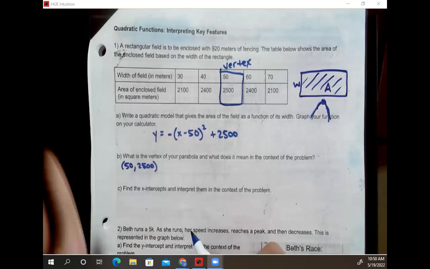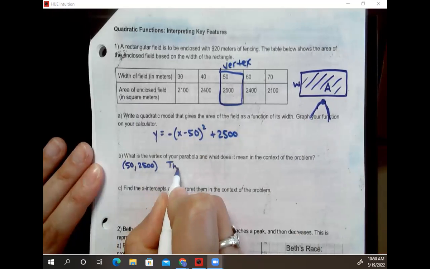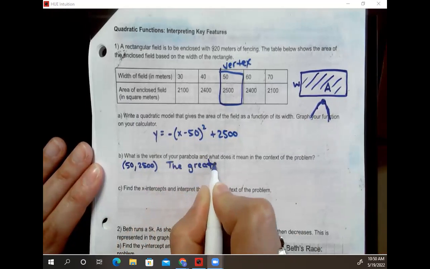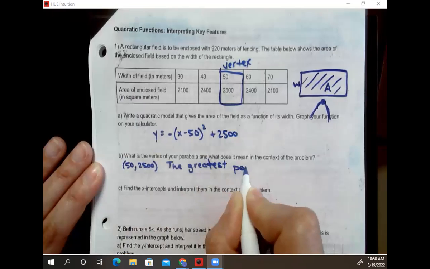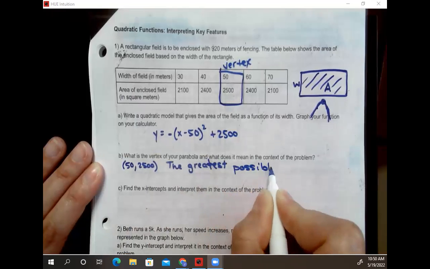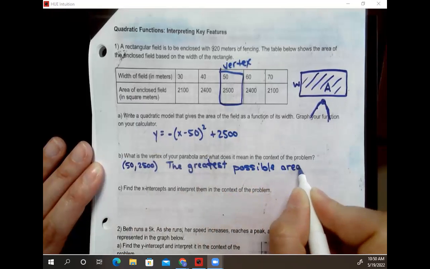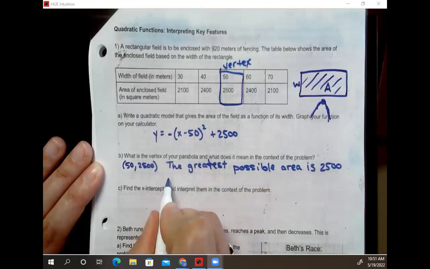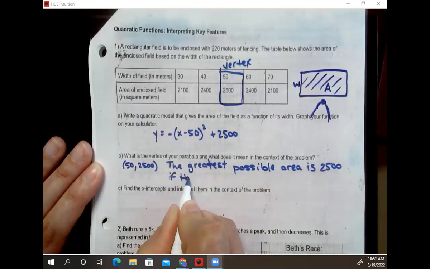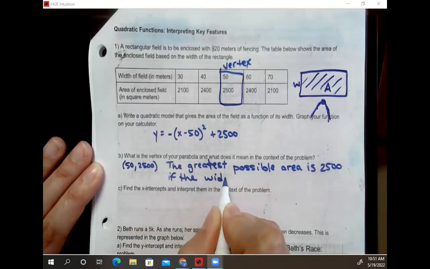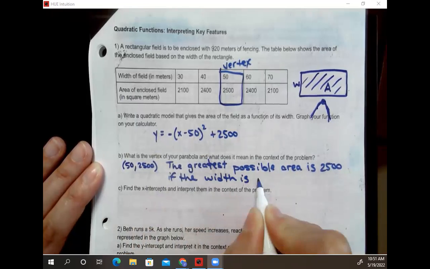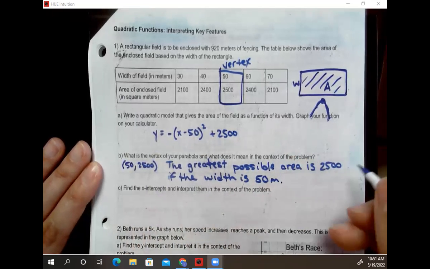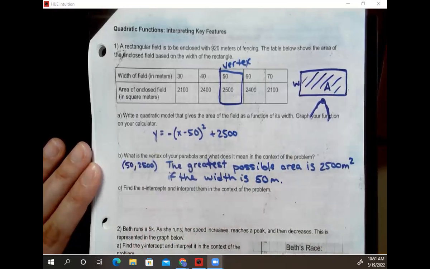component is. So I will say that the greatest possible area is 2,500 if the width is 50 meters. Oh, and I should put my label on here, meters squared.